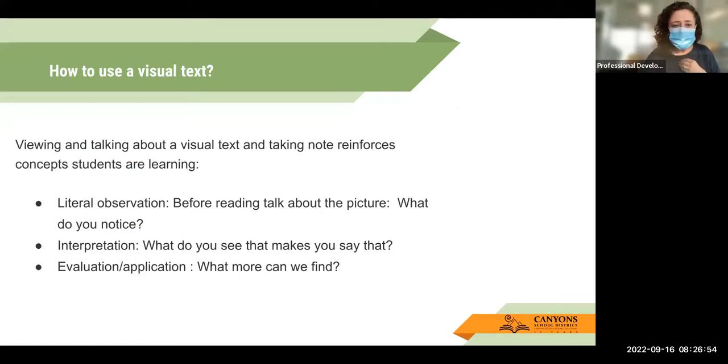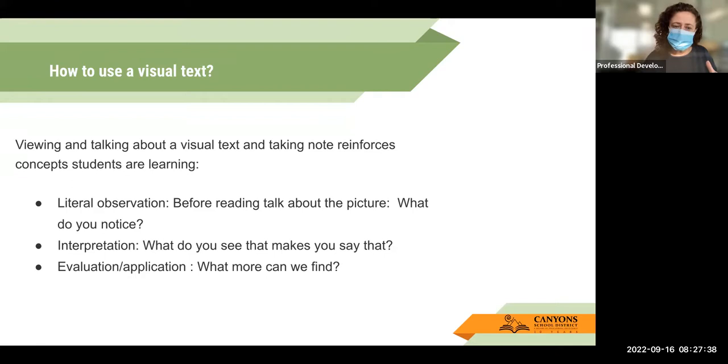How are we going to use the visual text? Well, viewing and talking about the visual text, and then taking notes as we're doing this, reinforce the concepts that students are learning. The first step to look at a visual text or visual literacy will be literal observation. So before reading, we can talk about the picture before reading a text or a book or an article, a newspaper article. You can look at the picture and ask the students, for example, what do you notice? Again, the beauty of a visual text or visual literacy is that there's no right or wrong answer. So what do you notice?